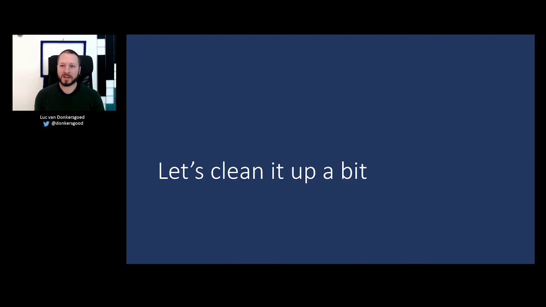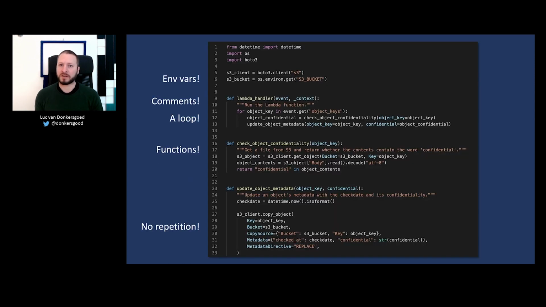So let's clean this up a bit and make this code a bit more modern. This is exactly the same function. It does the same things. It has the same end result, but now it's improved a bit. We have environment vars to set the S3 bucket. We have comments to indicate what the functions do.